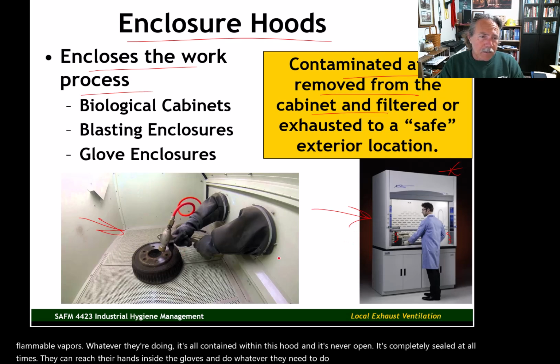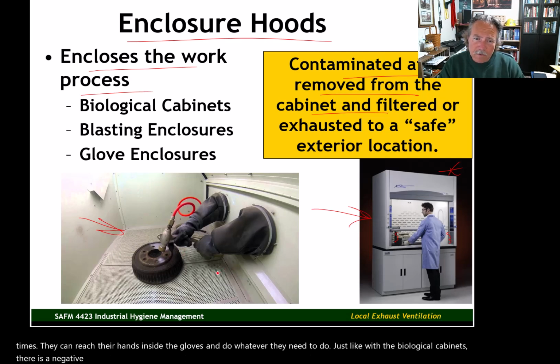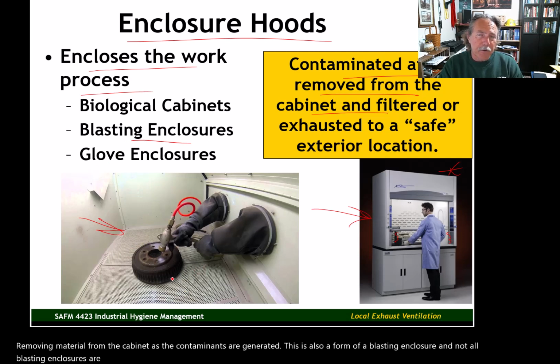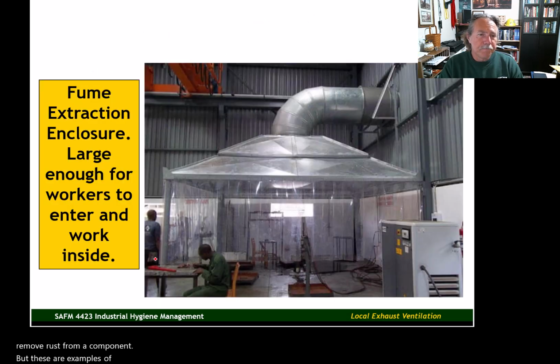Just like with the biological cabinets, there is a negative pressure that's removing material from the cabinet as the contaminants are generated. This is also a form of a blasting enclosure. Not all blasting enclosures are glove enclosures, but that's what they're doing here. They're using different blasting media to clean or remove rust from a component. But these are examples of enclosure hoods.